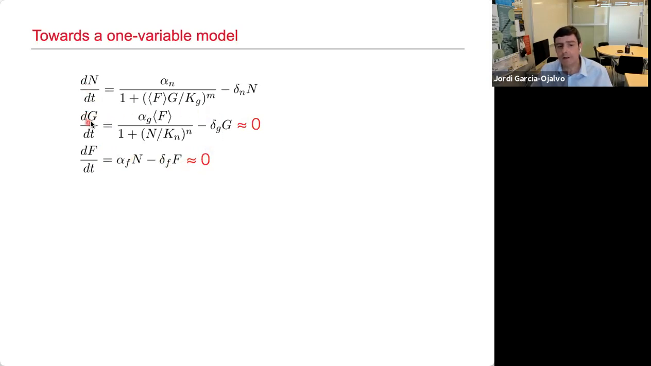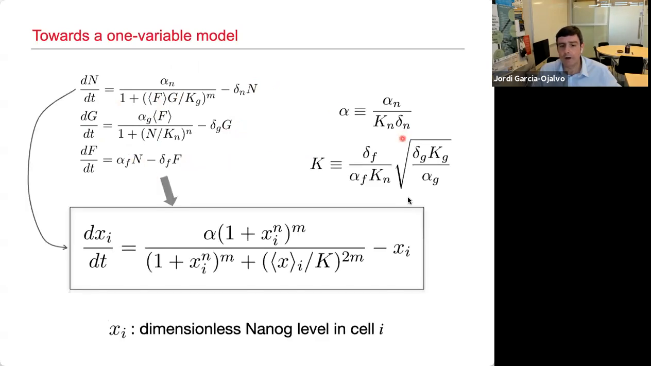So we are going to assume that GATA6 very quickly goes to equilibrium, and FGF as well. This means that we can put these two equations equal to zero, and we can obtain here the quasi steady state values of GATA6 and FGF and put them here. GATA6 comes from this equation, FGF comes from this equation, and eventually I have an equation only for NANOG. And that's what we get. This is the equation that we get for NANOG. X now is a dimensionless version of NANOG. Let me remind you again that NANOG is this protein that determines the red fate.